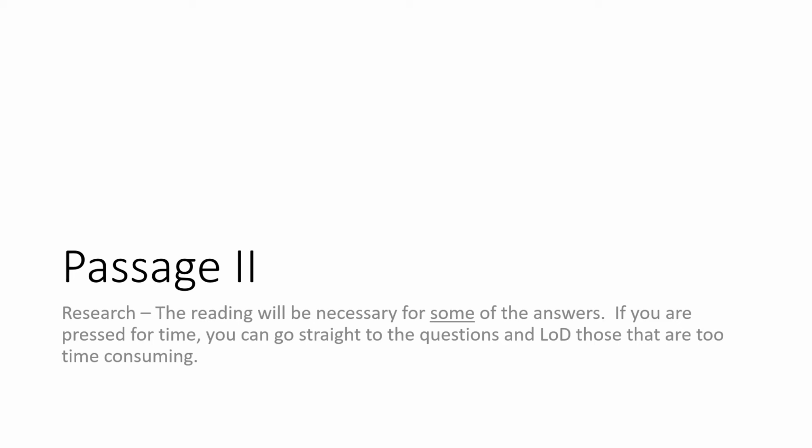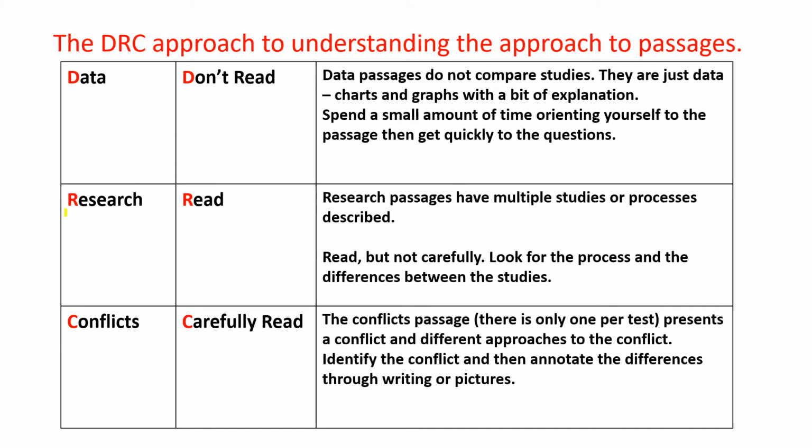We're on passage 2. This is a research passage. If you're pressed for time, you could go straight to the questions, but you do need to read, if possible, at least skim. Our DRC approach for the research passage, you read. You don't carefully read, but you at least skim because it has multiple studies. You want to understand the processes described, look at the differences and the different processes. What are they studying between each one? You're probably going to have a question about those differences.